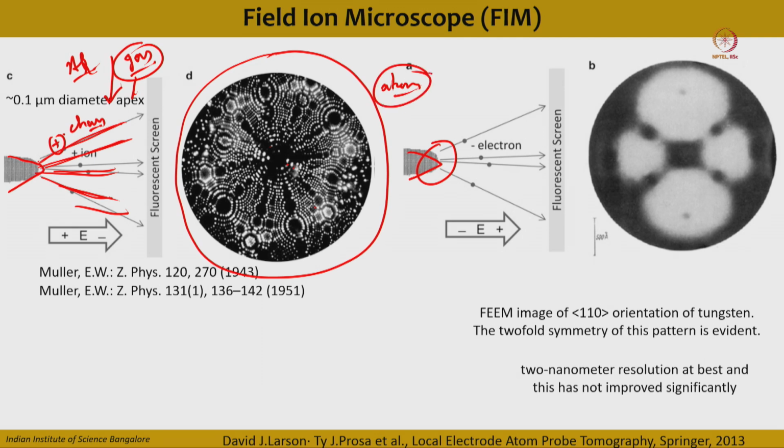Okay, so with this what he has done is, he actually imaged the atoms. For the first time he imaged the atoms by reversing the potential on the tip. Fine.